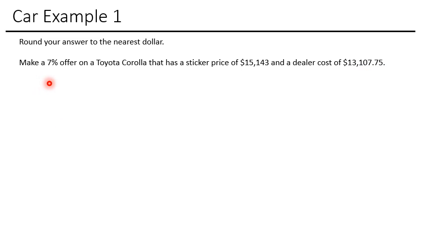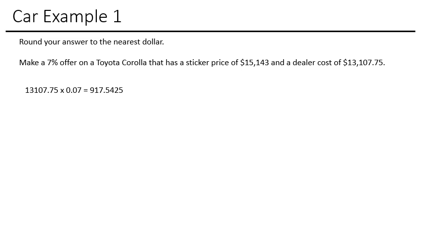$13,107.75. So basically what this means is that you are making a 7% offer on their cost, okay? So you're going to take the dealer cost and find out what 7% of that dealer cost is. That's your first step. So we take 13,107.75, multiply it times 0.07, and you get 917.5425. Okay, so $917 and some change is your 7%.